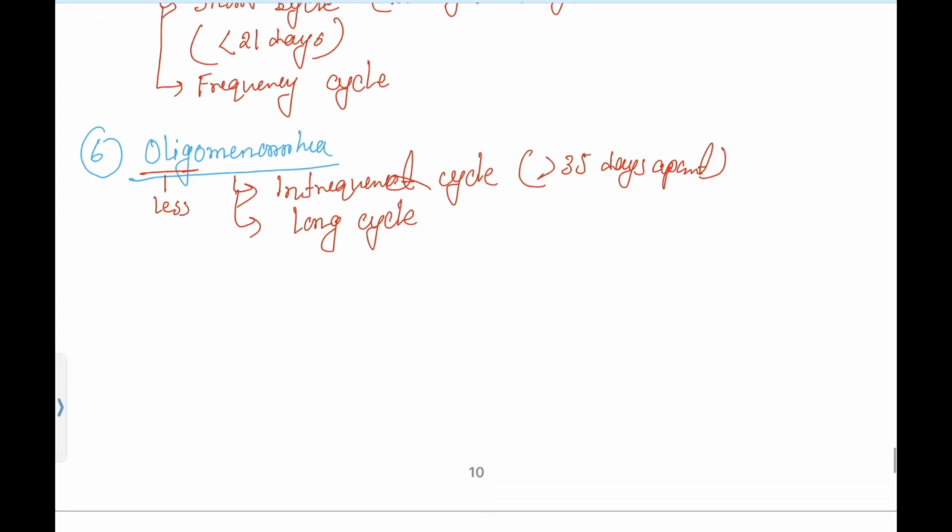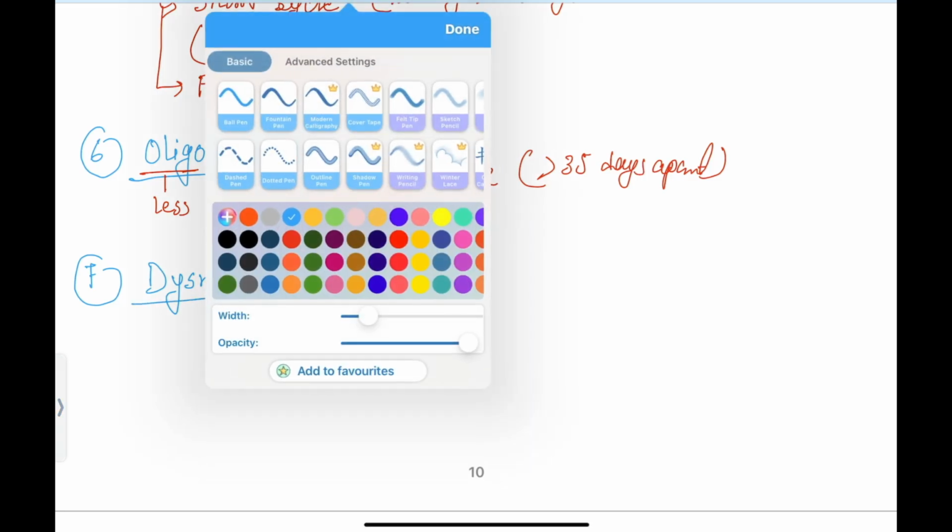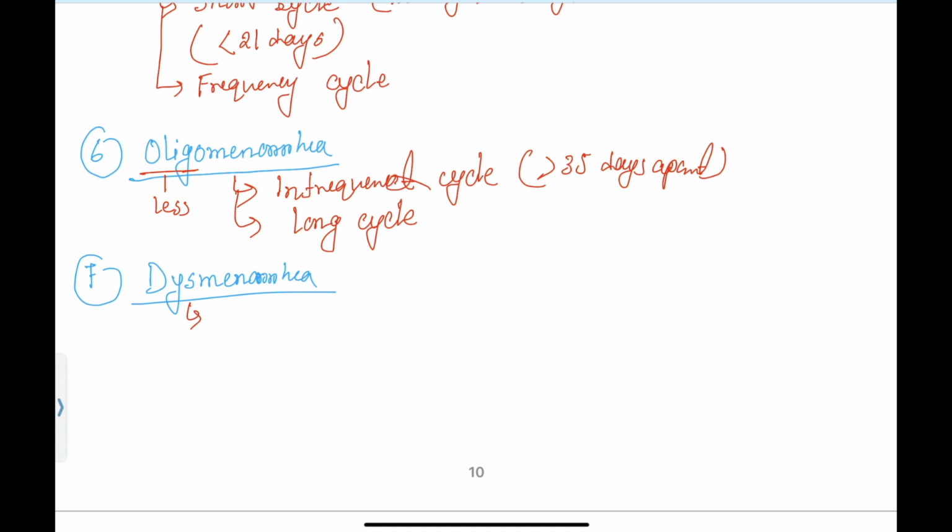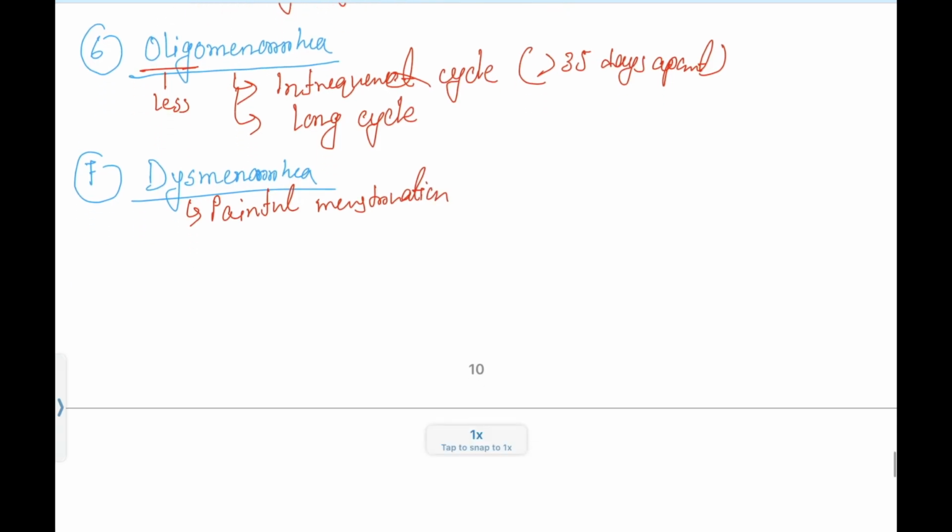Now the seventh menstrual disorder, we will say, is dysmenorrhea. Dysmenorrhea means painful menstruation. That also has classification: primary dysmenorrhea and secondary dysmenorrhea. We will come to them one by one.